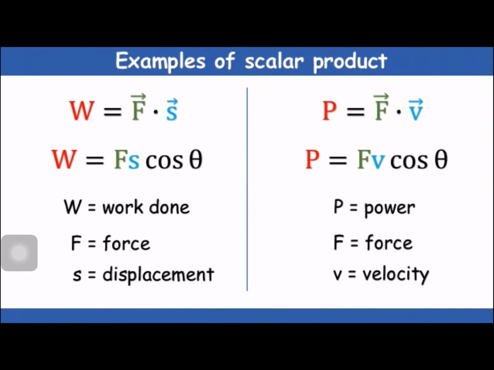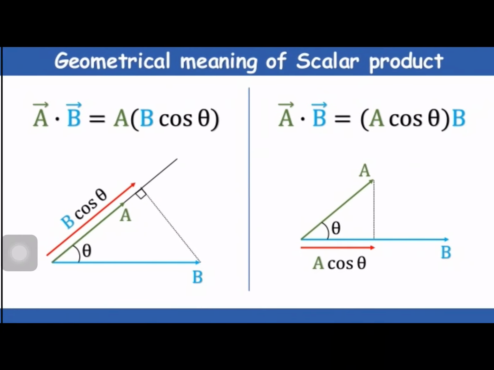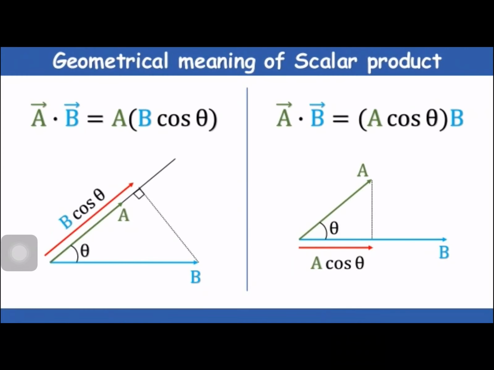So F s cos theta. For another example, power equals force into velocity, F v cos theta. So what is the geometrical meaning of the scalar dot product? One is the magnitude of one of the vectors, and the other is the scalar component of the second vector along the direction of the first vector. This is the geometrical meaning of the scalar product.